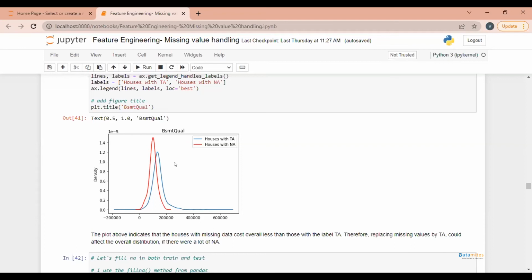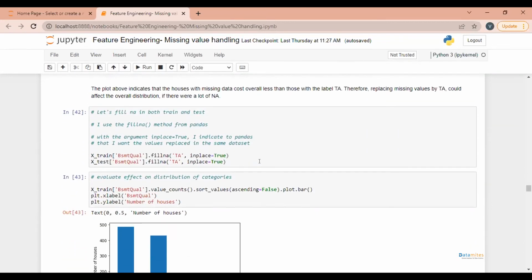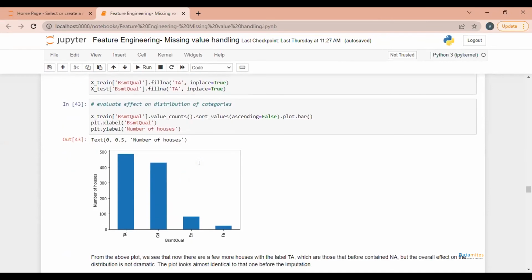Let's understand what changes have happened after imputation. So let's fill it up. We are filling all the NaN values of basement quality with TA, the mode, for both the training and the testing sets. Now we will explore how it has changed the bar plots, or how it has changed the count per category.